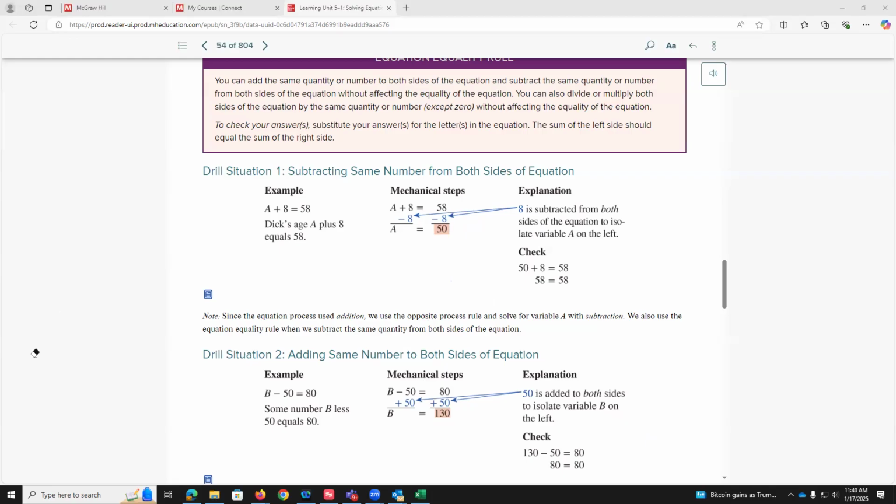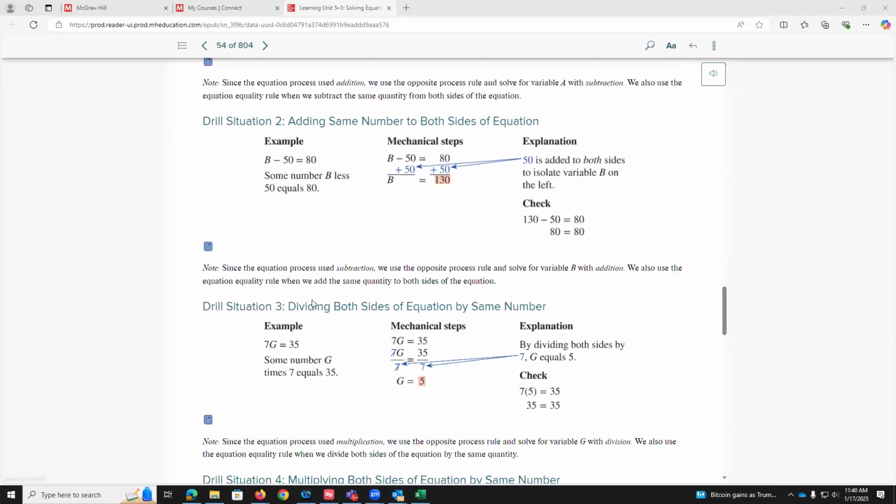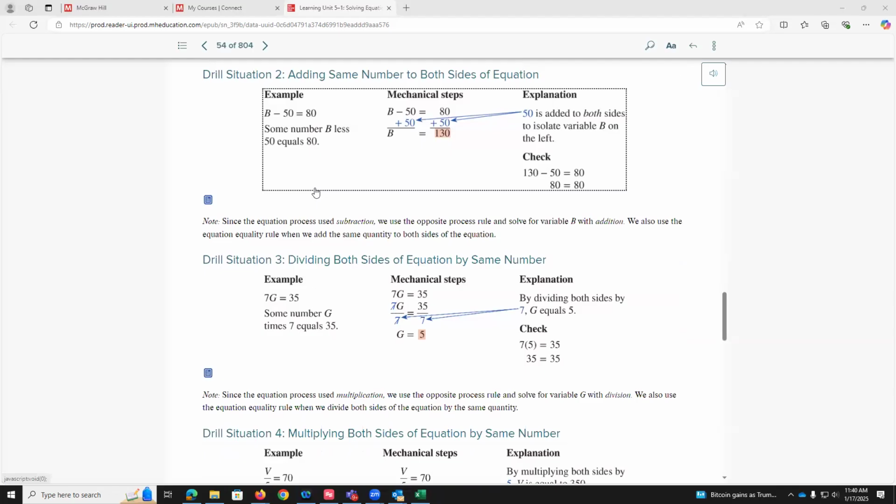Okay, now we're going to go down just a little bit more. We're going to look at adding the same number, and then we'll look at dividing and multiplying. So you can get a little bit of a view over each of the different ways that we do these, the opposites. So drill situation number two is B minus 50 equals 80.